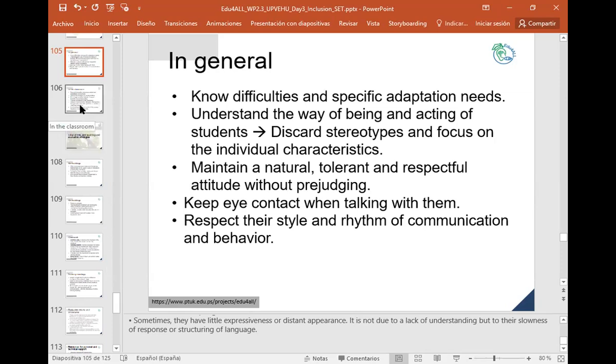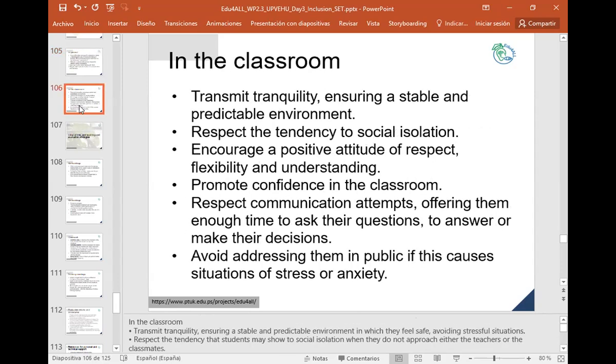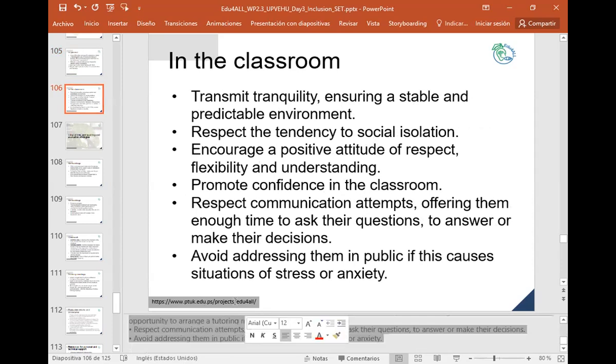They may have difficulties in processing information in the environment and adapting to it. Sometimes they have little expressiveness or a distant appearance. It is not due to a lack of understanding but to their slowness of response or structuring of language. In the classroom, transmit tranquility, ensuring a stable and predictable environment in which they feel safe, avoiding stressful situations.